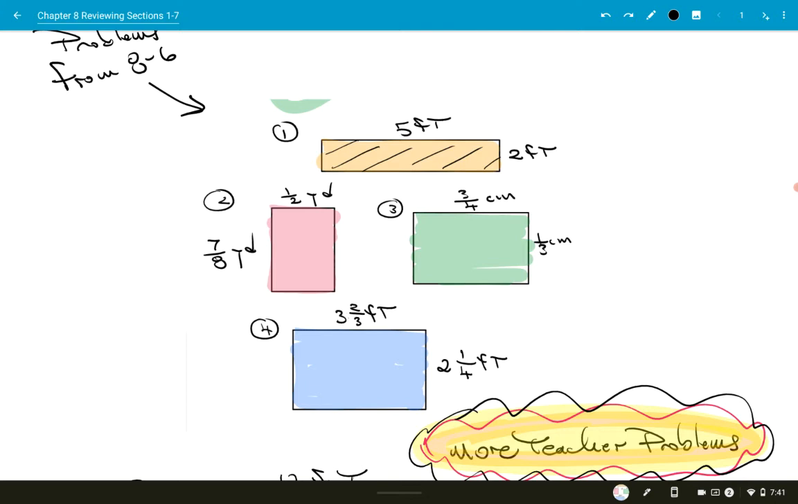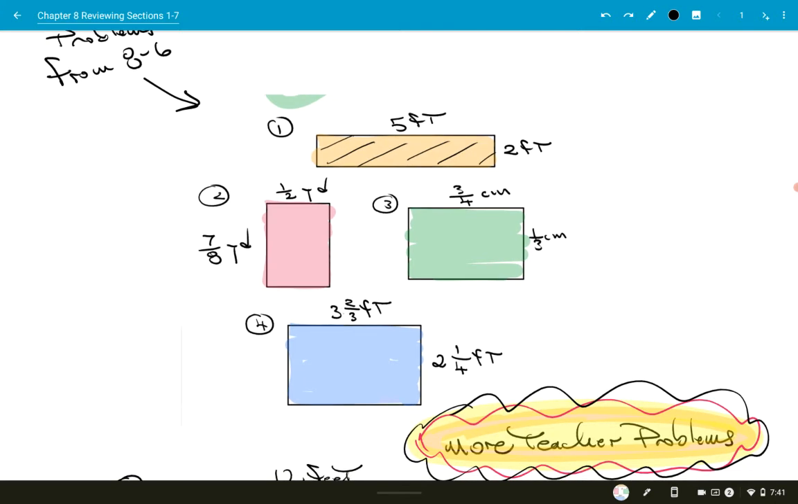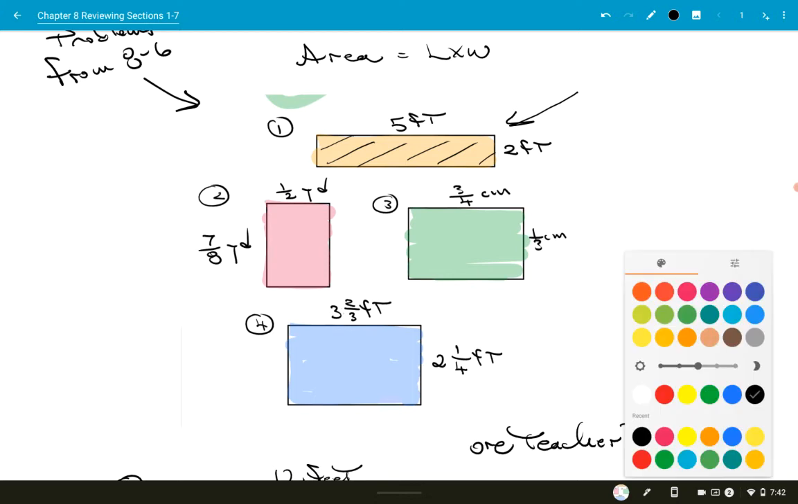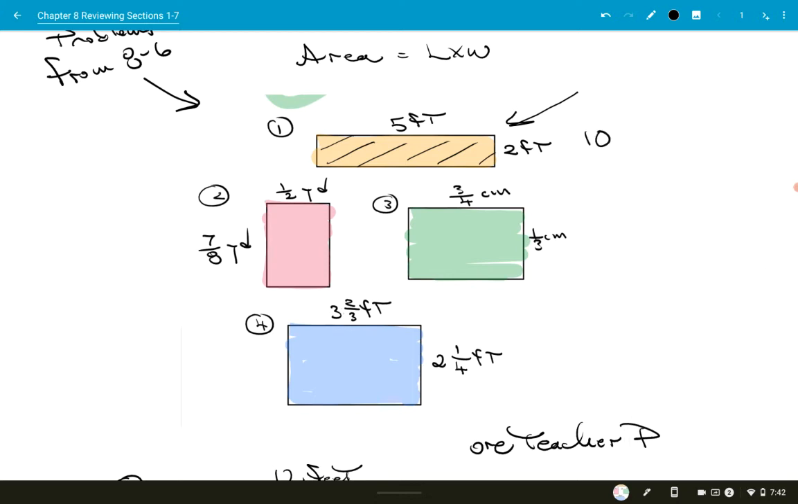So anyways, if you guys remember now, to solve for area equals its length times width. So let's look at this first one here, this number one. We've got a length of 5 feet and 2 feet. And so it's going to be 5 times 2. So the answer is going to be 10 feet squared.